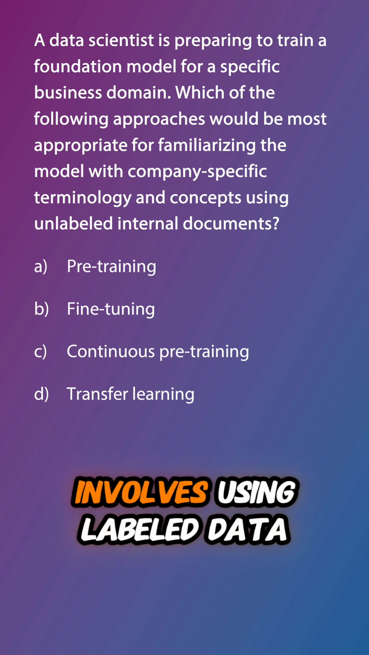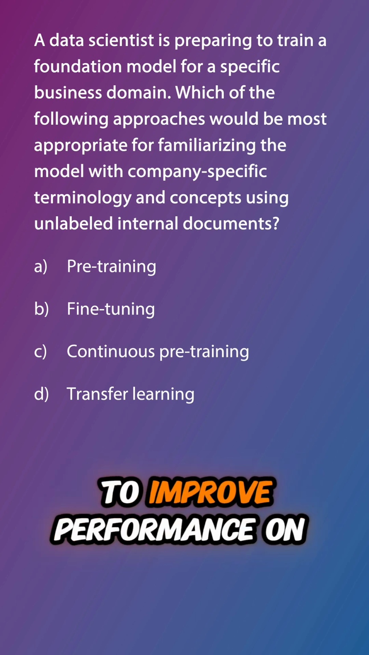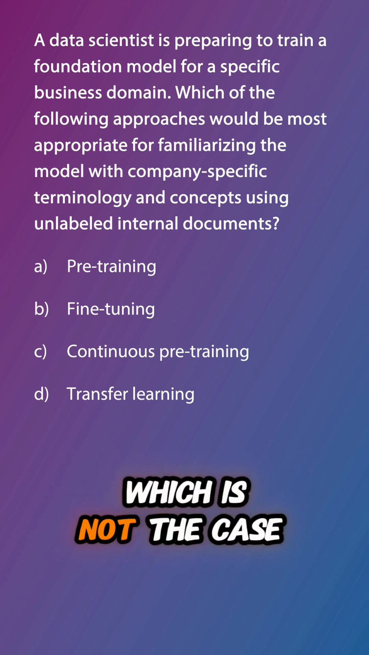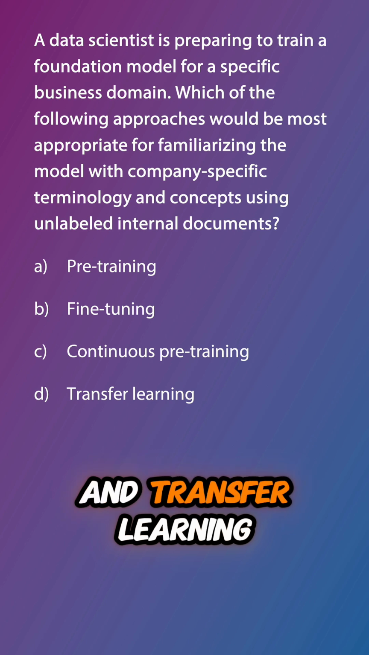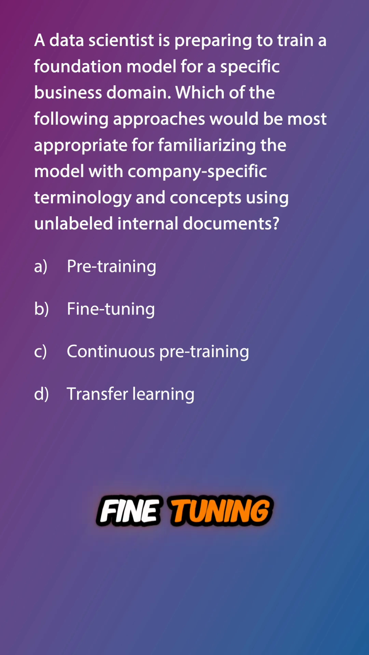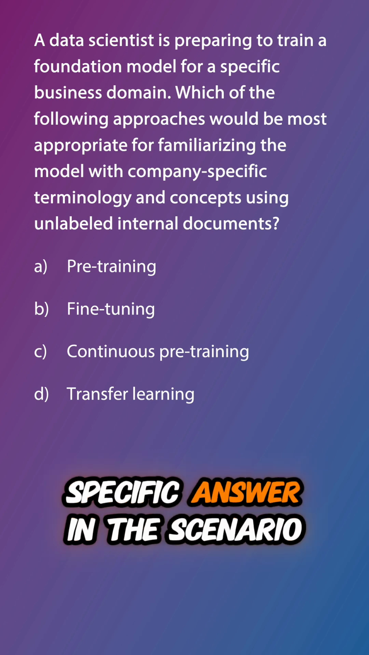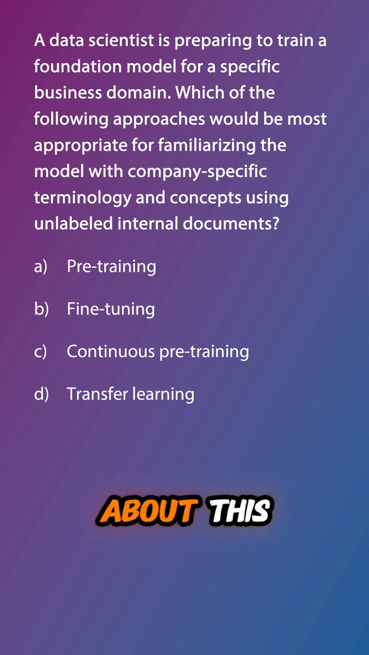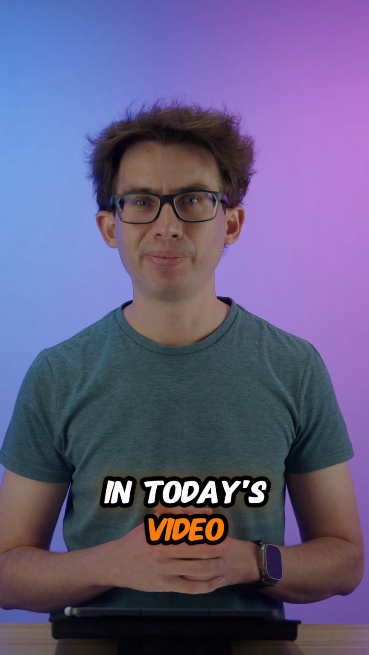Fine-tuning, B, involves using labeled data to improve performance on specific tasks, which is not the case here. And transfer learning, D, is a broader concept that can include fine-tuning, but it's not the most specific answer in this scenario. We'll actually be talking about this technique in today's video.